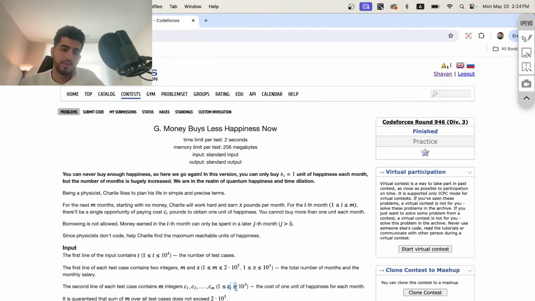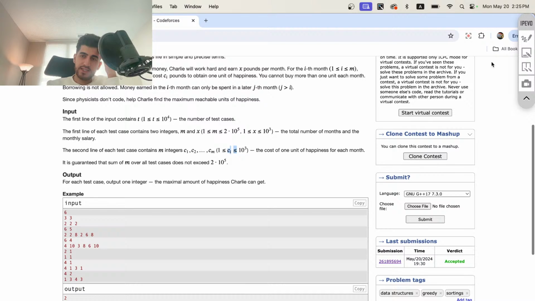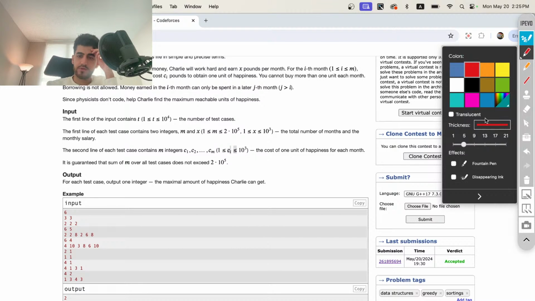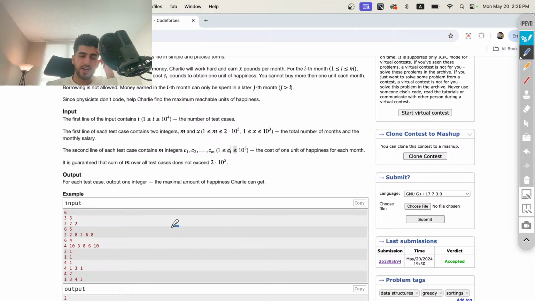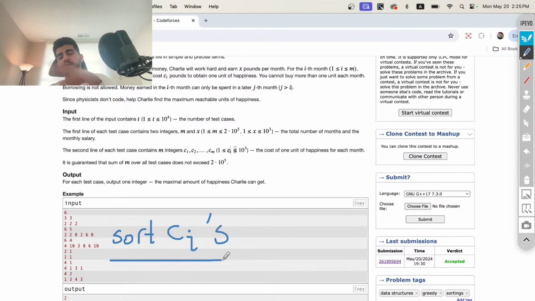Well, in this problem, the first thing that I noticed is that the fact that C of i is at most 10 to the power of 3 can seem useful, but it wasn't very useful in this problem. In this problem, I just use a greedy approach. I can sort the values of C of i's all, and start from the beginning. And if I can pick them, I will pick them greedily. So my approach is greedy.